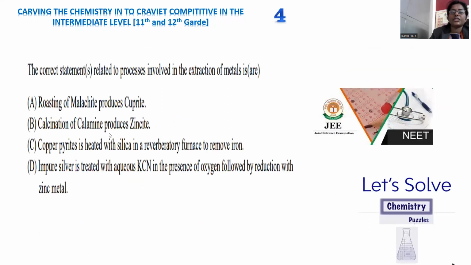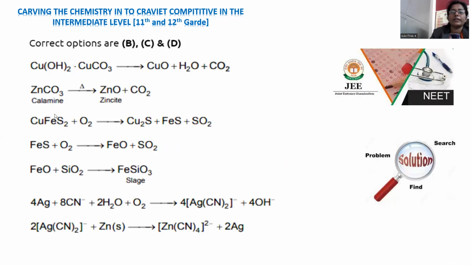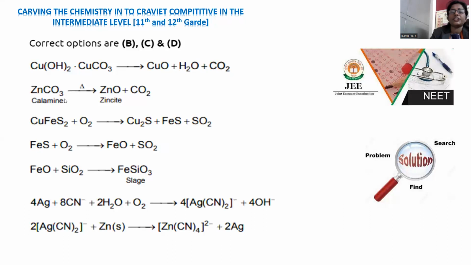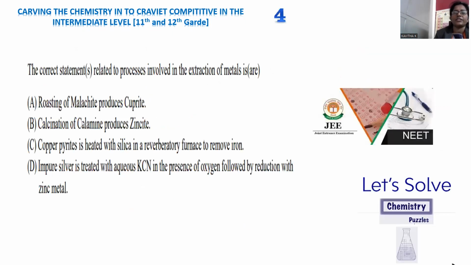Option B, calcination of calamine produces zincite. Calamine is zinc carbonate. Upon heating, what they are asking for is calcination. Calcination denotes the removal of carbon dioxide at higher temperature. Calamine, being a zinc carbonate, can be heated at higher temperature and decomposed to give zinc oxide, called zincite, releasing carbon dioxide as a gaseous component. This is the right explanation.